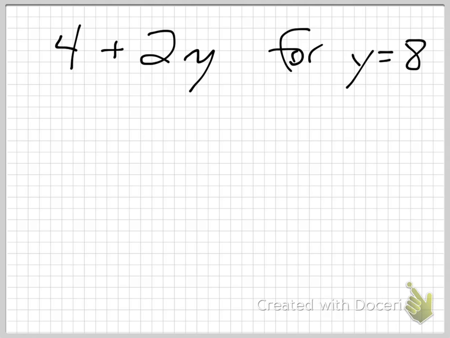You got to do it this way. You must replace it properly. 4 plus 2y. Y equals 8. So 4 plus 2 times 8. You had to put it in parentheses. If you forgot to put it in parentheses, then you really don't know how to do it yet. You've got to do that. And when you replace the variable with a number, you've just got to simply replace it. Just put it exactly the way it was, except you put the number in parentheses.